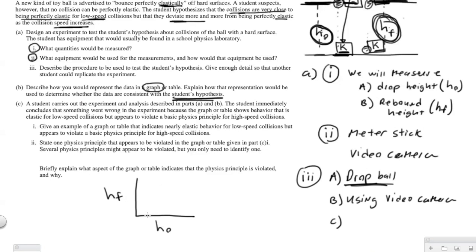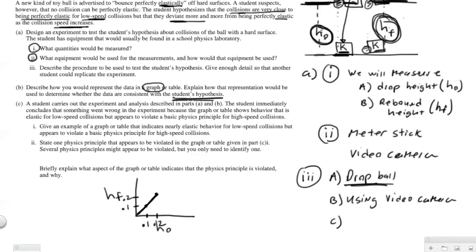So if that's the case, like if we drop it from 0.1 meters and it goes to 0.1 meters, there's our data point. Whoa, that was elastic, right? It kept all its energy. And then we go to 0.2 meters and it rebounds to 0.2. That's going to be elastic. So we're starting out with a slope of 1, right? Slope of 1, meaning the rebound height is equal to the drop height, which would be characteristic of elastic. The ball keeps all its energy.